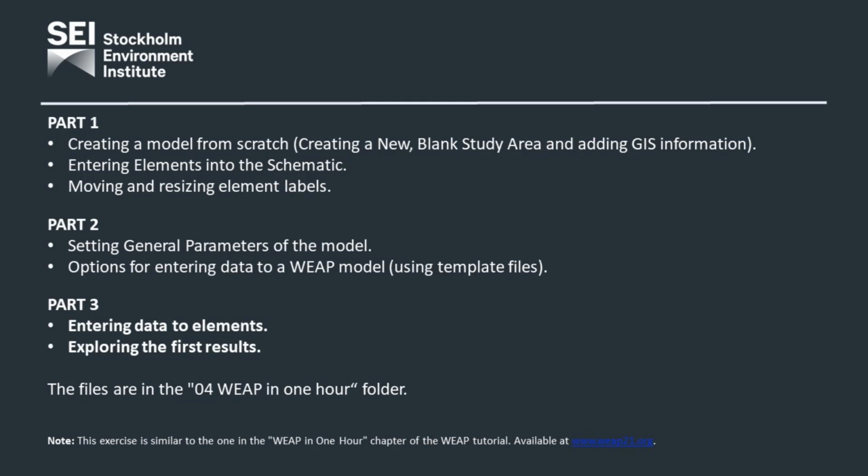We saw how to move the labels of the elements, the options available in WEAP to enter information and define the general parameters of the model. We will now enter the data to each WEAP element, run the model, and explore the results graphically and in tables. This exercise is similar to the one in the WEAP in 1 hour chapter of the WEAP tutorial. We are going to continue with the exercise.